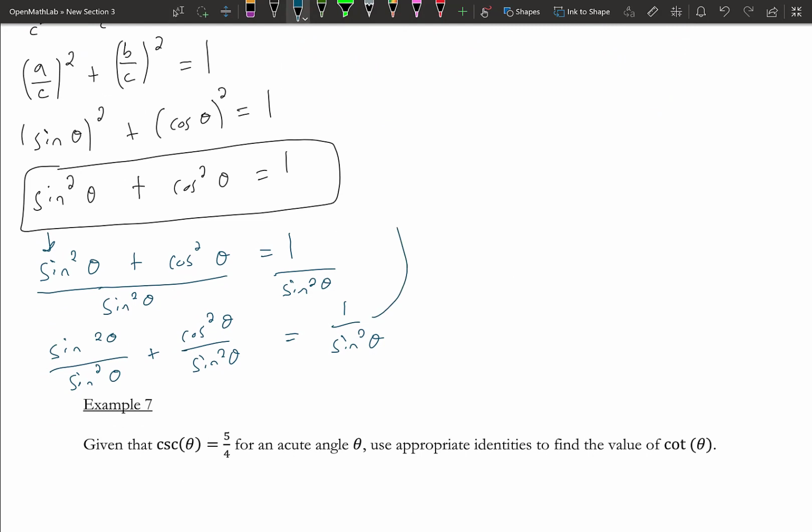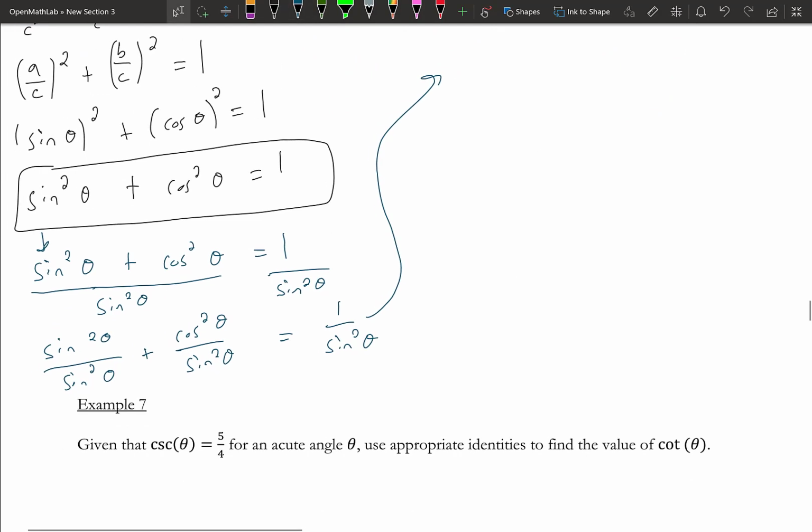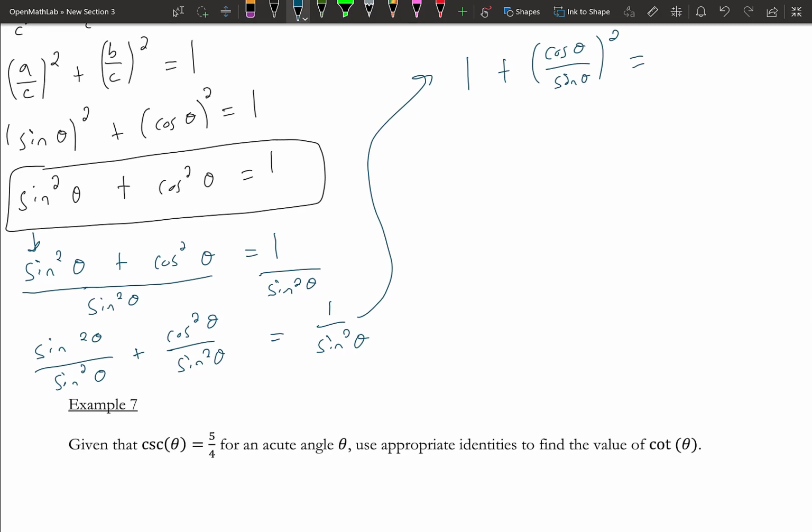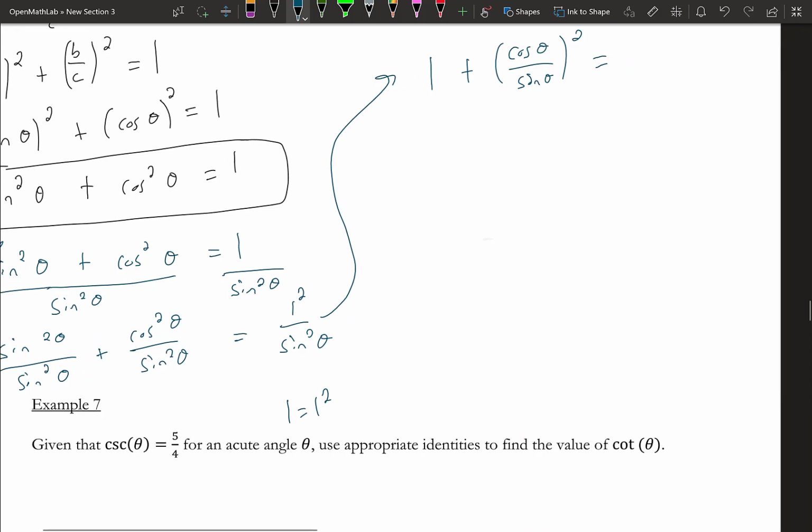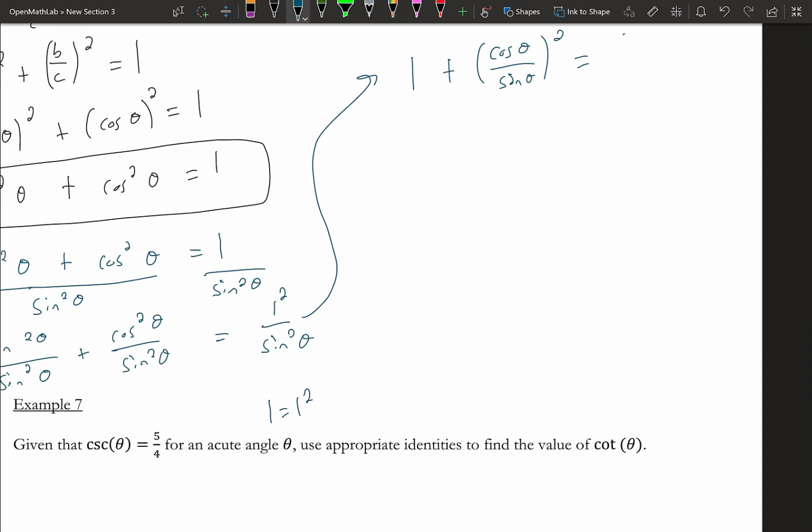So I'll just continue on over here. Sine squared theta divided by sine squared theta is 1, and then plus, using those exponent rules like we had just talked about, I can make this be cosine theta over sine theta quantity squared. And then this would be equal to, if you think about it this way, 1 is equal to 1 squared. So if I put a square here, we still have the same expression. So this would just become 1 divided by sine theta quantity squared.